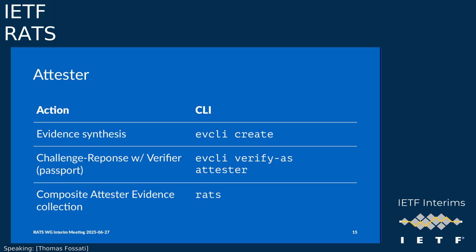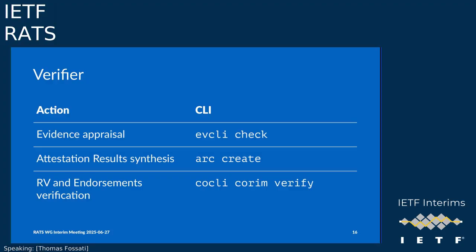Okay, next, please. On the verifier side, yes, you can do evidence appraisal, well, partial appraisal. You can do signature checks and syntactic checks over the claim set using the CLI check. You can synthesize attestation results using ArcCreate, and you can verify the reference values and endorsements that come from the supply chain with a signature over them using Cocli Corim Verify.